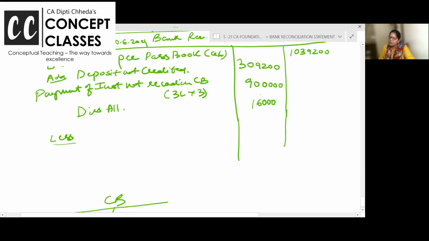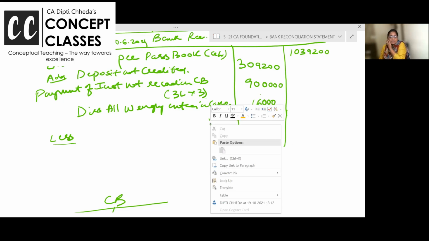Discount allowed, wrongly entered in cash book. Bank has correctly debited 4 lakh minus 4%, 16,000 कम करके bank has debited. But we credited 4 lakh, पूरा. So bank will debit 16,000 more. So credit, and this is 16,000.